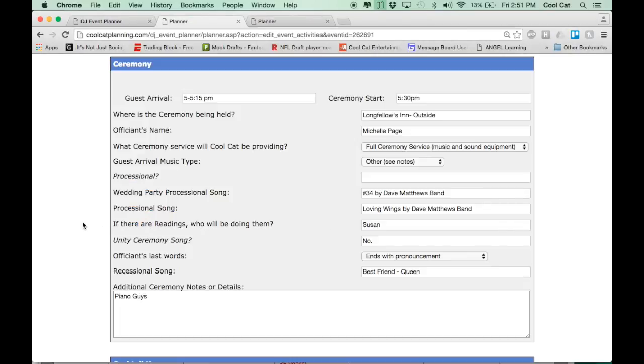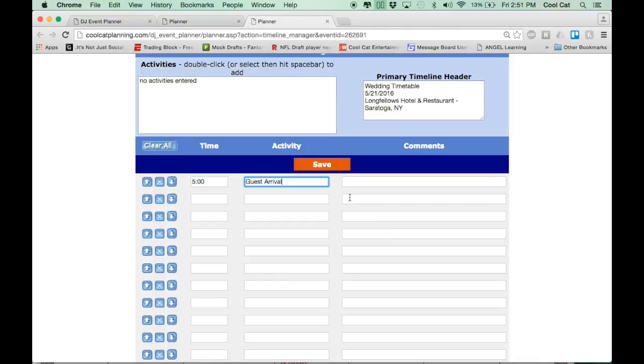One thing that you're going to want to note is if there's any readers, you're going to want to prep them during that guest arrival period time, if not a little bit earlier. So in this case, there is a reading. It's by Susan. So I'm going to make a note to myself to find Susan to prep her for the reading. So that really just means make sure that she's comfortable with where the mic stand height is at and make sure that she's comfortable speaking into the microphone.